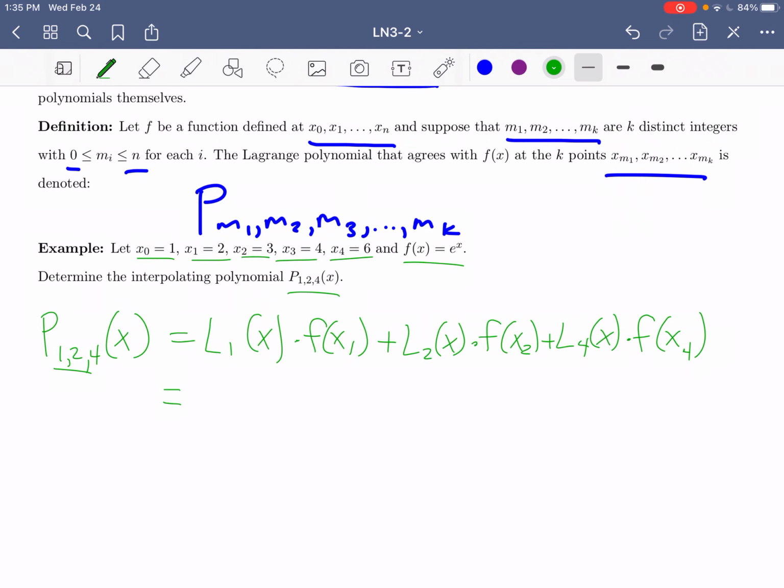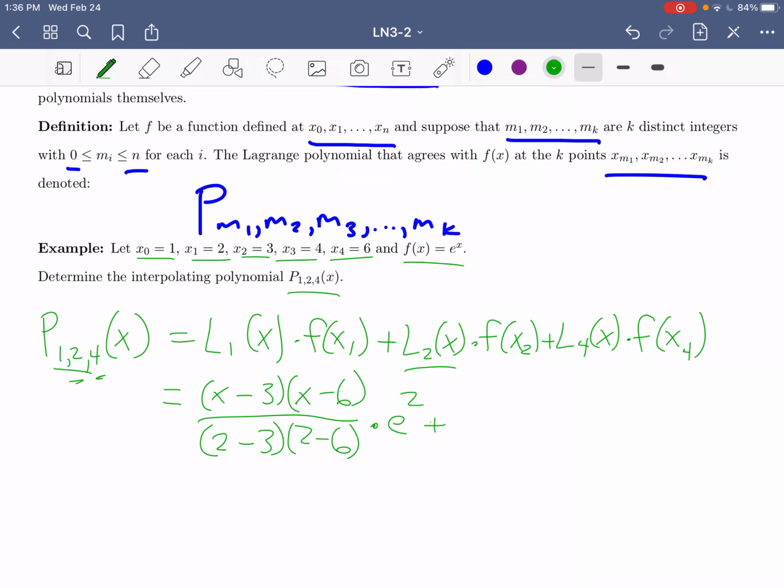In this particular example, the way that we find L1 of x, we're going to take the other nodes that we're using, right? And so we're using x2 and x4. We're going to subtract those from x. So we have x minus the x2 node, which is 3, times x minus the x4 node, which is 6, over the x1 node, which is 2, minus 3, and 2 minus 6, times the function value at x1. The function value at 2 is e squared.